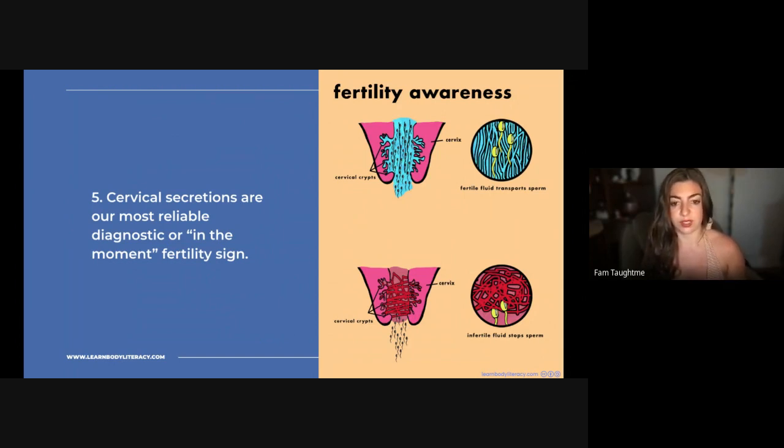So cervical mucus is produced by the cells that line the cervix, and it's the portal that connects the uterus to the vagina. And so you can see in this graphic here how the different types of cervical fluid either close off the cervix and stop sperm from entering, or facilitate sperm transport by opening and creating this fluid.